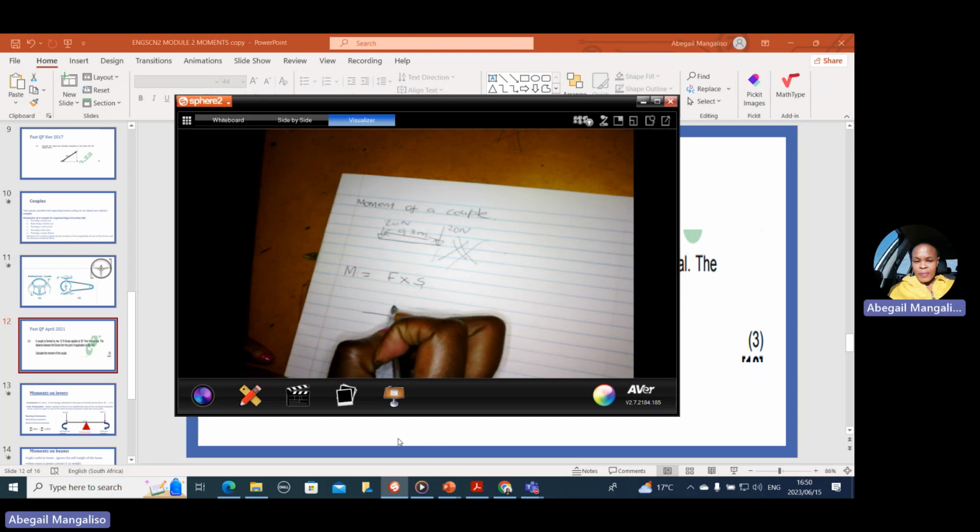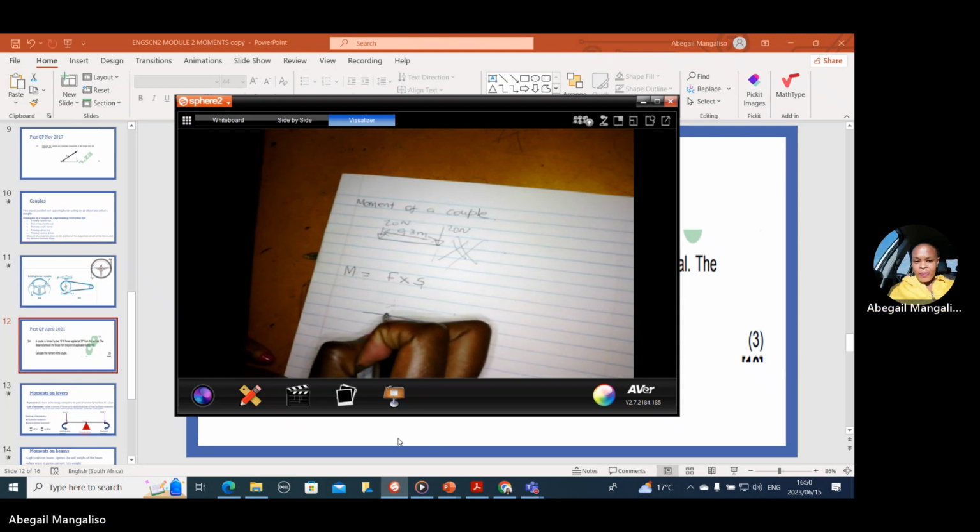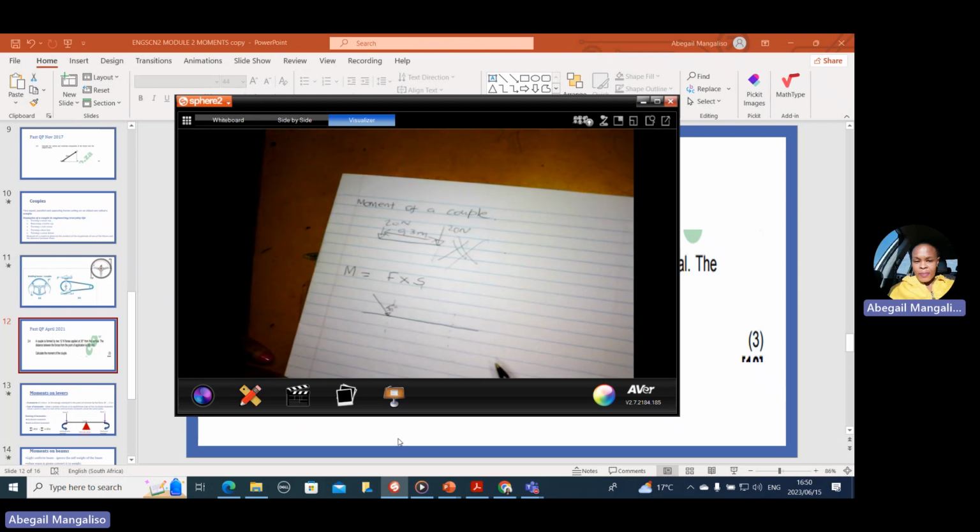Let me make 30. This is a vertical line, and let me make it 30 degrees. This is a vertical line. So from this line to this line, it makes 30 degrees from the vertical. This is a force acting on this object.